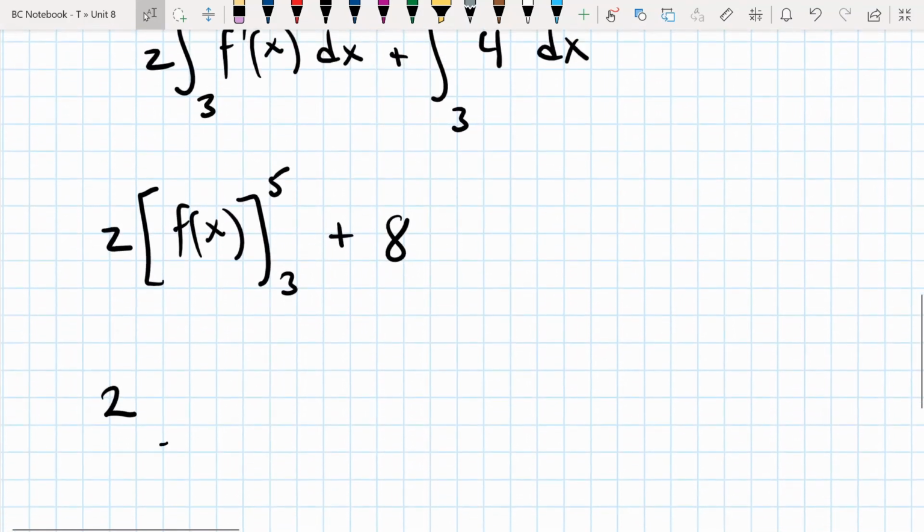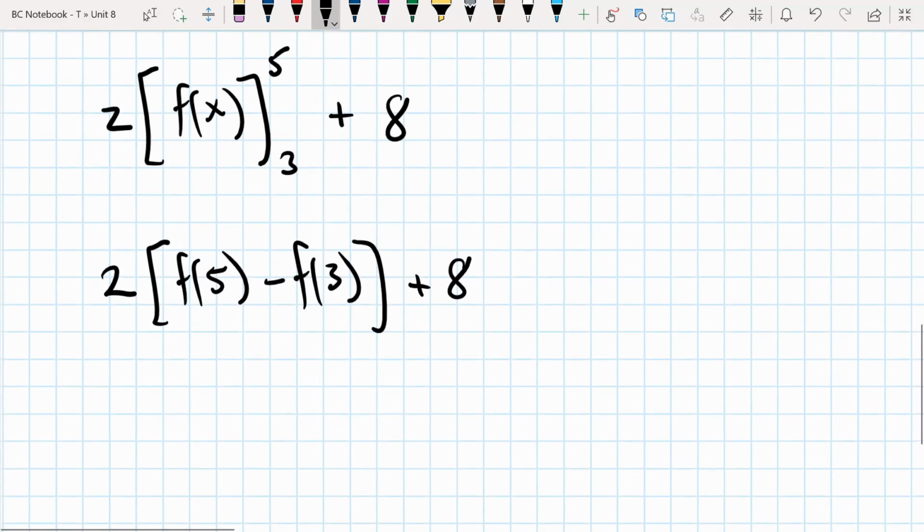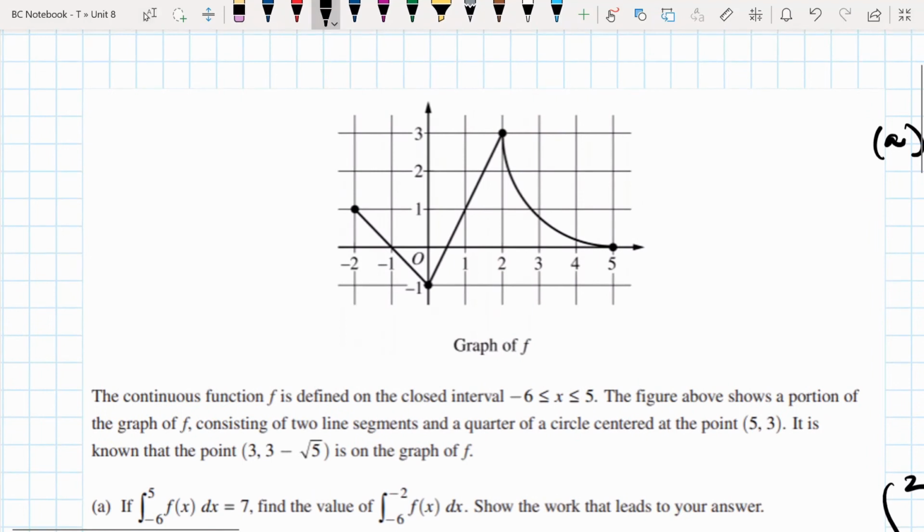Now let's plug in the upper bound, which is 5, subtract what we get when we plug in the lower bound, which is 3. Now we're going to use the graph at the top to evaluate what f of 5 is and what f of 3 is as well. So f of 5 is going to be the y value when x equals 5. That's 0. And then f of 3 is the y value when x equals 3, and that's actually given to us down here.